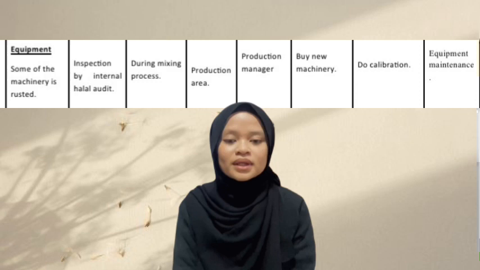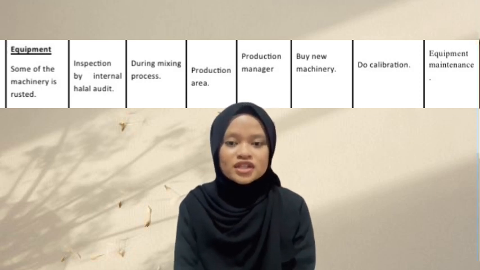Next is equipment. Some of the machinery is rusted. How? Inspection by internal halal audit. When? During mixing process. Where? At the production area. And who? Production manager. For the corrective action is buy new machinery, and the verification do calibration.